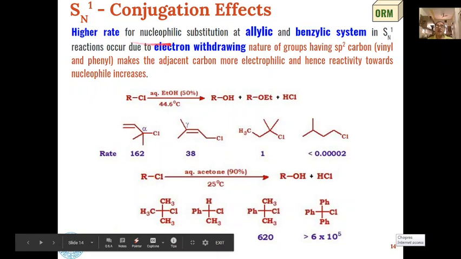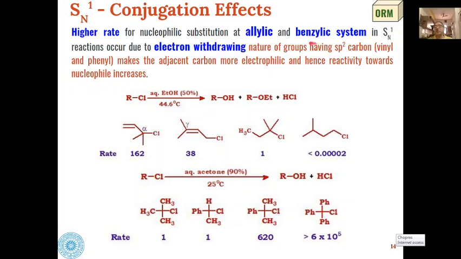Then high rate of nucleophilic substitution, as I have told you, in case of allylic or benzylic system, is because of the electron withdrawing nature of the groups which are present. This carbon-carbon double bond has the electron withdrawing nature of sp2 carbon, which is present adjacent to the carbon which is having the positive charge, or which is the electrophilic center, and because of that the reactivity increases.